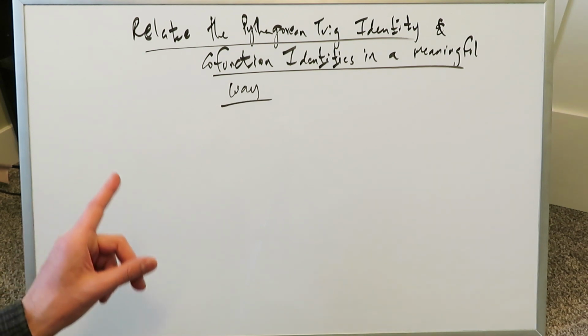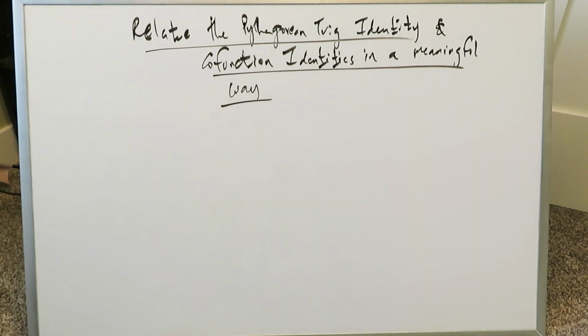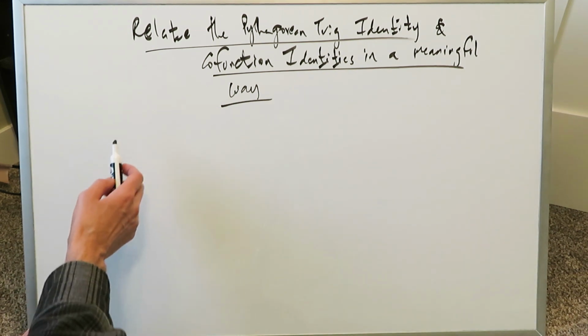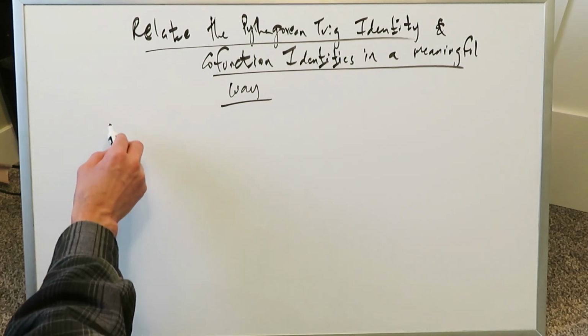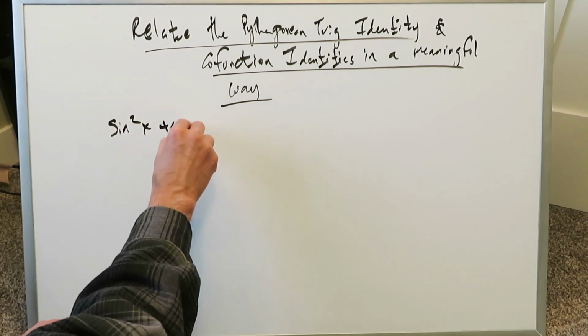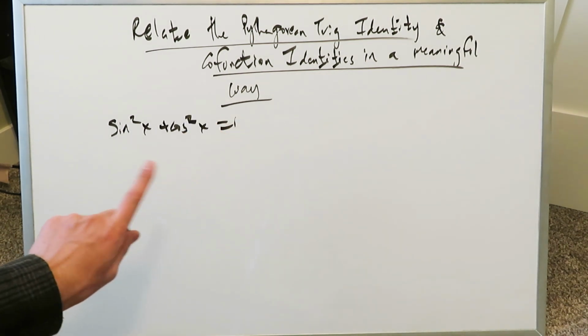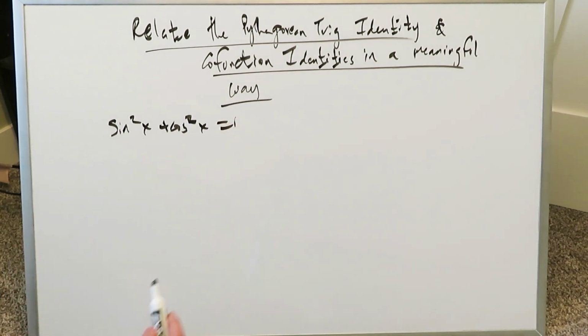We're looking here at a good relationship video. In this video, we have to relate the Pythagorean trigonometric identity and the cofunction identities in a meaningful way. We are talking here everything with regards to sine and cosine. What's the Pythagorean identity? The main, most important identity of trigonometry, the sine square x or theta plus cosine square x or theta is equal to 1. This right here is the Pythagorean identity of trigonometry involving sine and cosine.